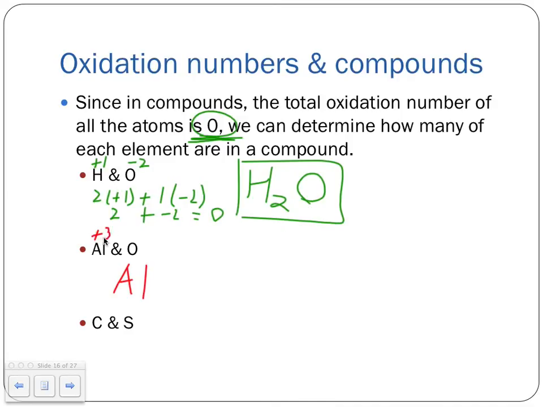I usually like to write it up top. Oxygen, we said, was -2. And so we've got to find how many aluminums and how many oxygens are needed to make these valences balance out so that I end up with 0 total oxidation state.